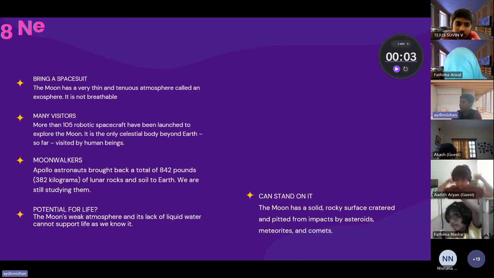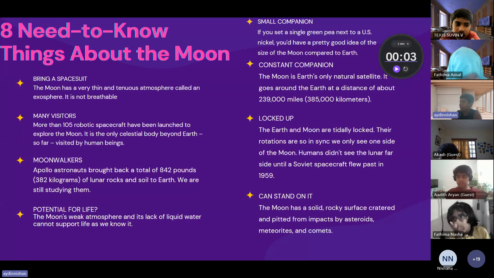So, eight need-to-know things about the moon. First one is bring a space suit. The moon has a very thin and tenuous atmosphere called an exosphere. It is not breathable because there is no oxygen on the moon.